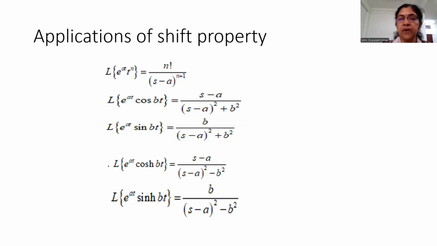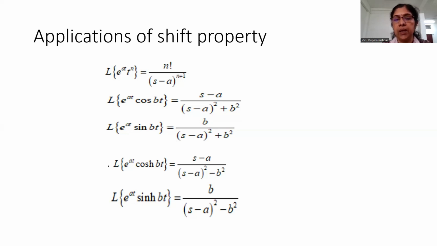Wherever s comes, we can observe that the shifting property happens. s gets converted to s minus a. Again, for the hyperbolic function, unlike the trigonometric function, L of cosh bt will be s by s square minus b square. It is plus b square for the trigonometric function and it is minus b square for the hyperbolic function. That's the only difference between them.